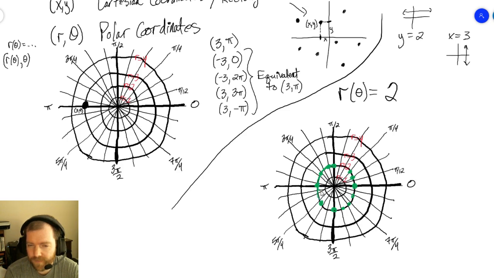All right, so when we draw this in, r equals 2 is just going to get us a circle centered around the origin with a radius of 2.